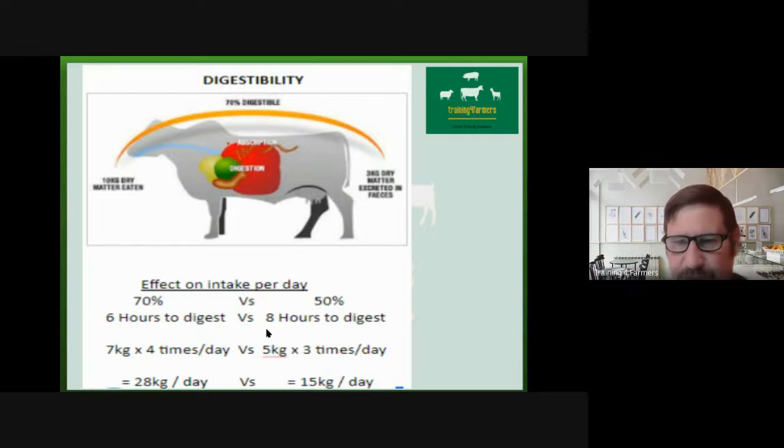So you can see when you're feeding low digestible feeds, you get a double whammy. You get less per mouthful and fewer mouthfuls in a day. So you can see between 50 and 70, the 70 is almost double the digestible energy available to the animal than a 50% digestible feed.